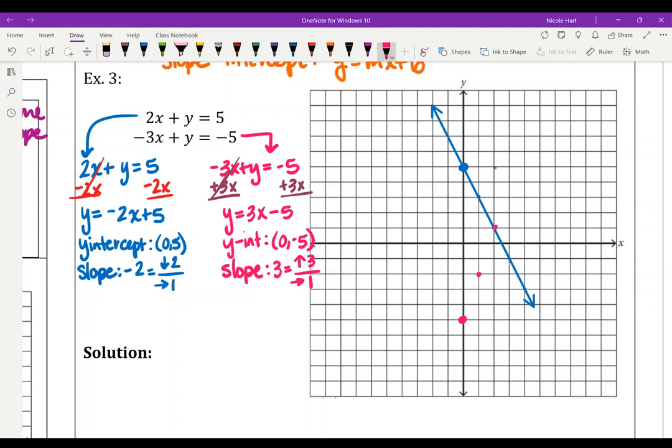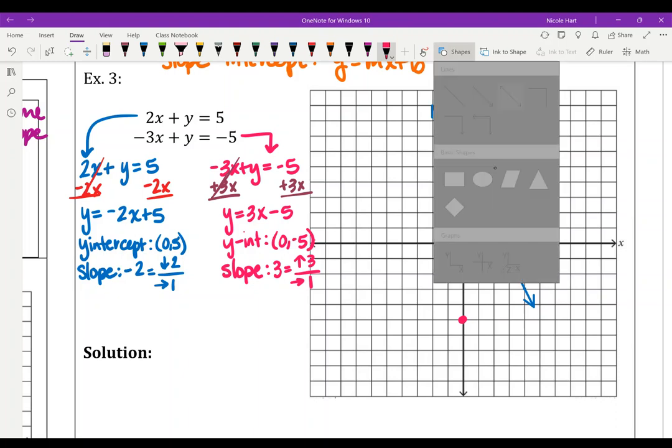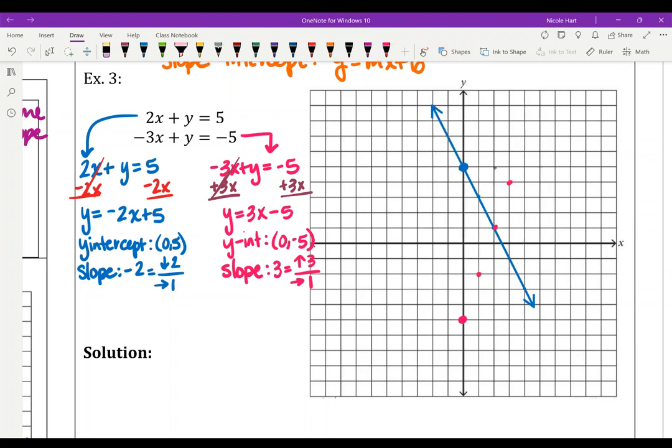And the more you do this, up 3, to the right 1, you'll notice where your lines cross, and you'll be able to identify that point more easily. Sometimes I have to adjust this just a little bit. There we go. Okay, and seeing where those lines cross, our solution is that x is positive 2 and y is positive 1.